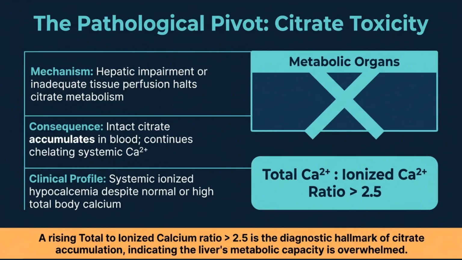This explains the cold open. Worsening metabolic alkalosis initially suggested the liver was metabolizing citrate into bicarbonate. But the rising calcium ratio indicates metabolism has now failed, and intact citrate is accumulating. You are witnessing the transition into dangerous citrate toxicity.